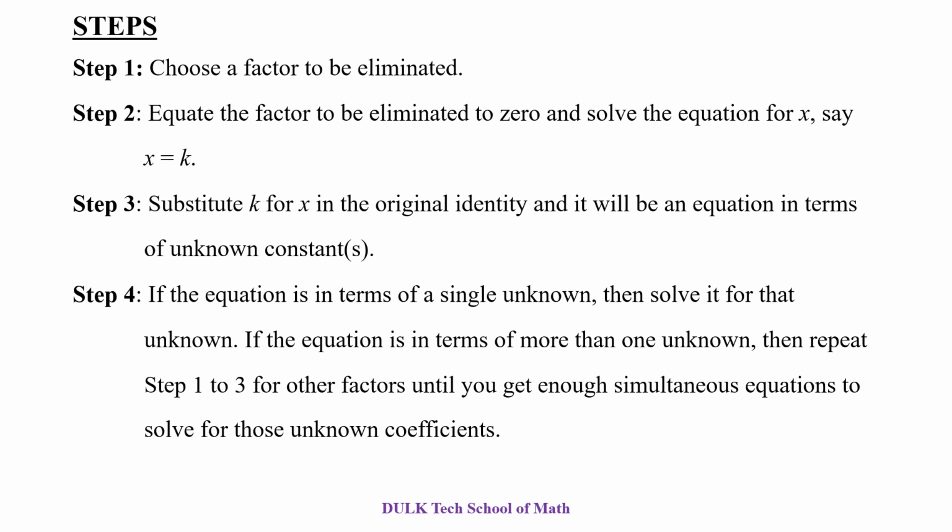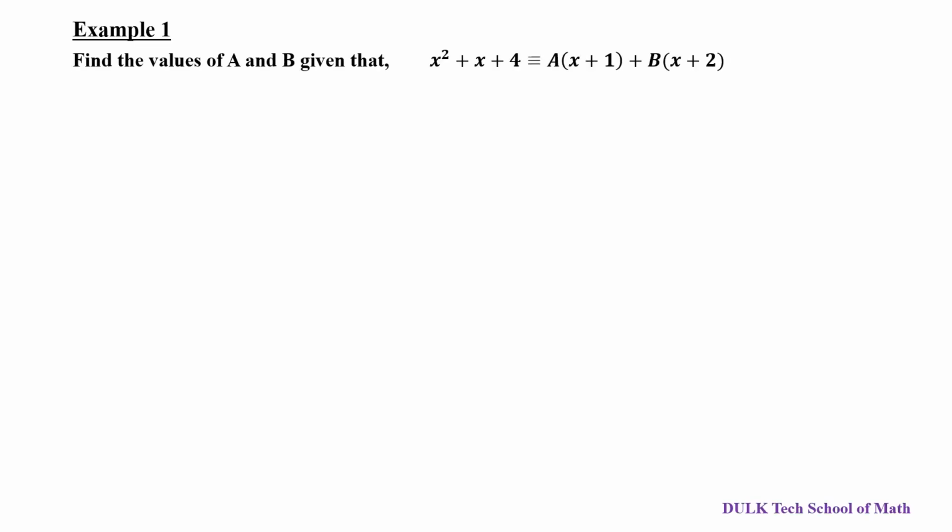If the equation is in terms of more than one unknown, then repeat steps 1 to 3 for other factors until you get enough simultaneous equations to solve for those unknown coefficients. Right, here is our first example. Find the values of a and b given that x squared plus x plus 4 is identical to a factor of x plus 1 plus b factor of x plus 2.